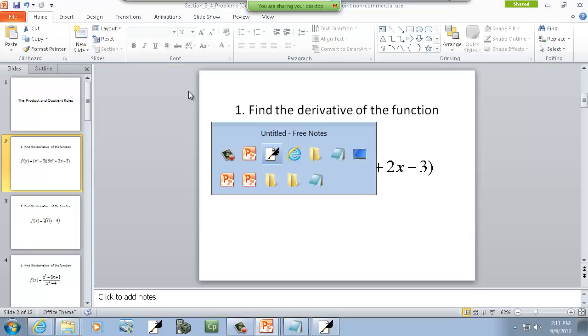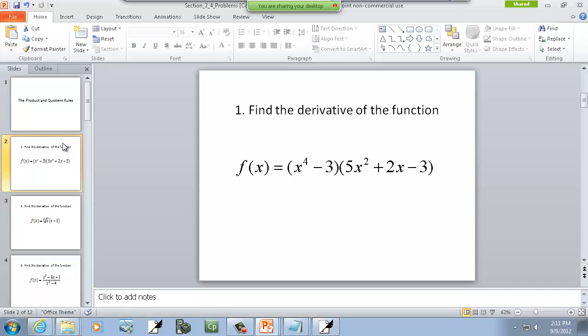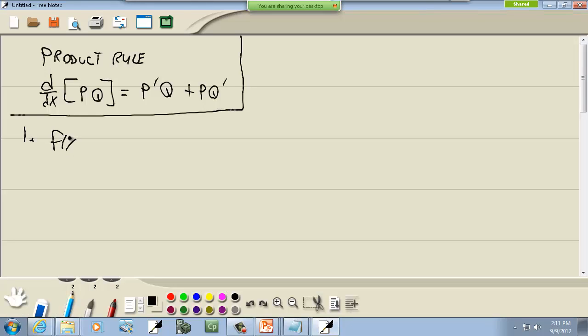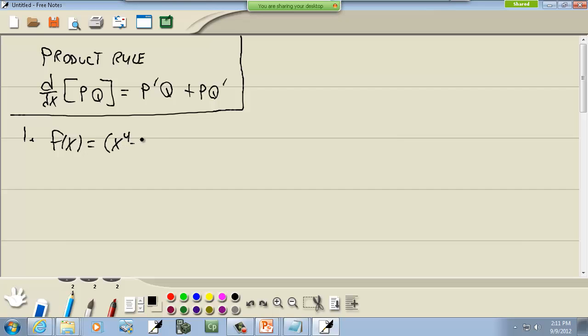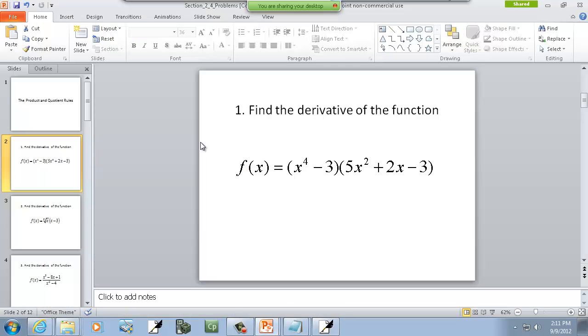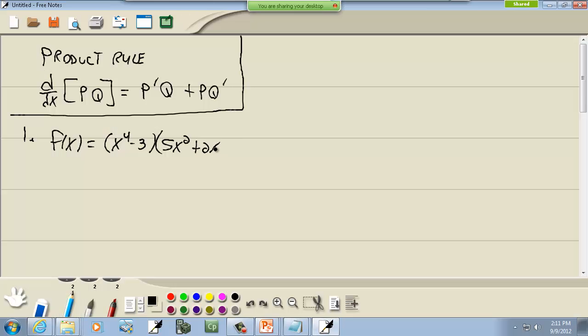So let's look at our first problem. We've got f of x equal to x to the fourth minus 3 times 5x squared plus 2x minus 3. Now, this one wouldn't be too bad. We could actually multiply everything out and then use our power rule, where we get x to a power. But there's no need. This would be our p, and this would be our q.